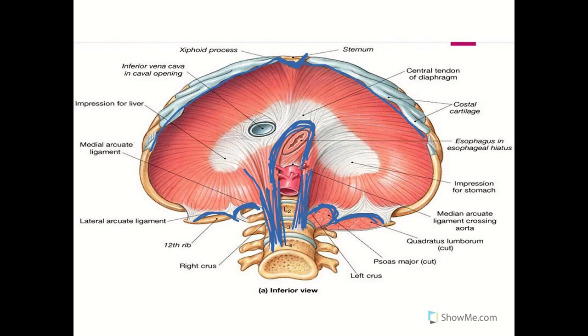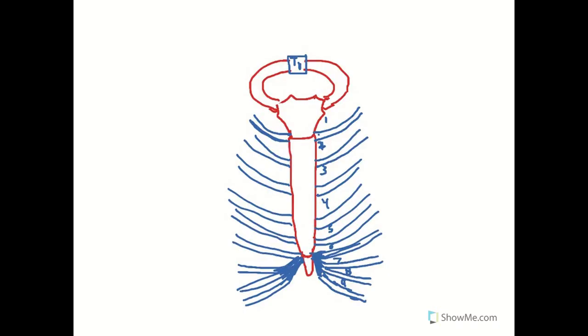And this is the impression here of the liver. So the liver should be here, and here on the left side, as we will discuss in the abdomen, is the impression for the stomach.